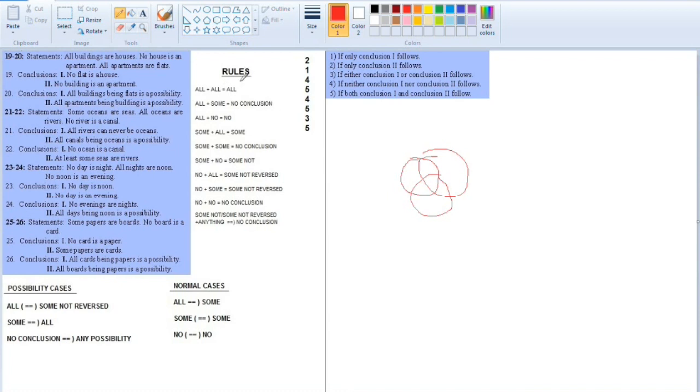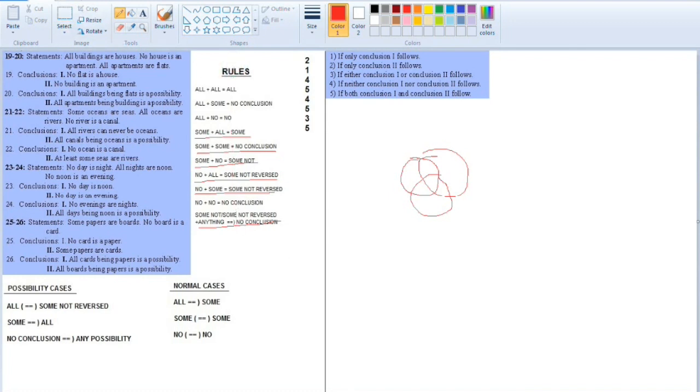So these are the rules: all plus all is all, all plus some is no conclusion, all plus no is no, some plus all is some, some plus some is no conclusion, some plus no equal to some not, some plus all equal to some not reversed, some plus some is equal to some not reversed, no plus no is no conclusion, and some plus some not, reversed plus anything, some not or some not reversed plus anything is no conclusion. So this is the rule.